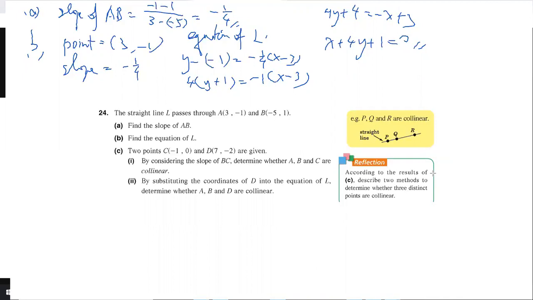Part C. So 2 points, C and D are given. By considering the slope of BC, determine whether A, B, C are collinear. Please underline this keyword, collinear. A, B, C are collinear.